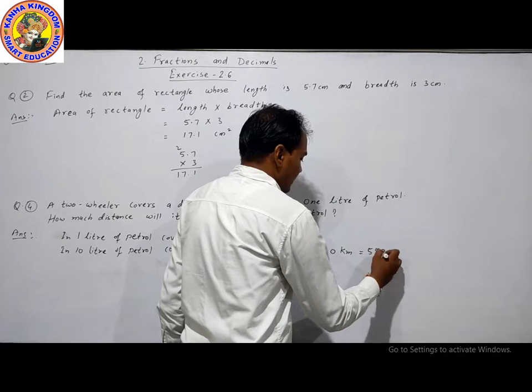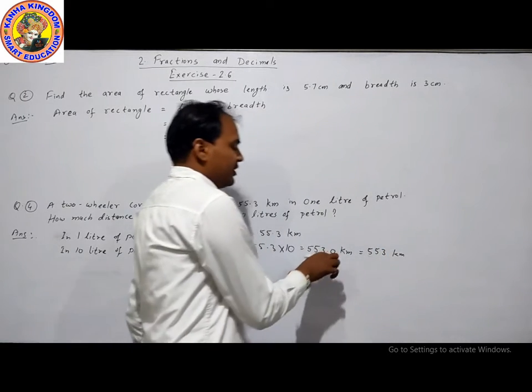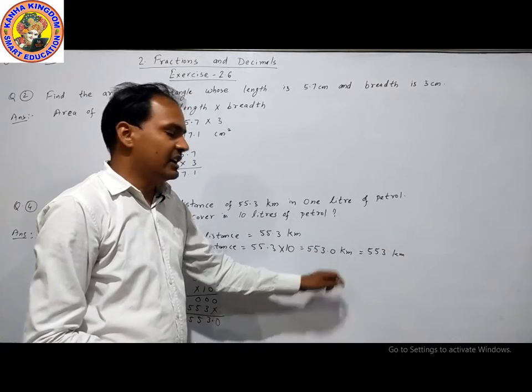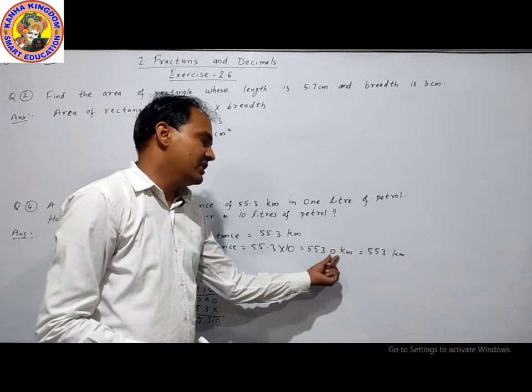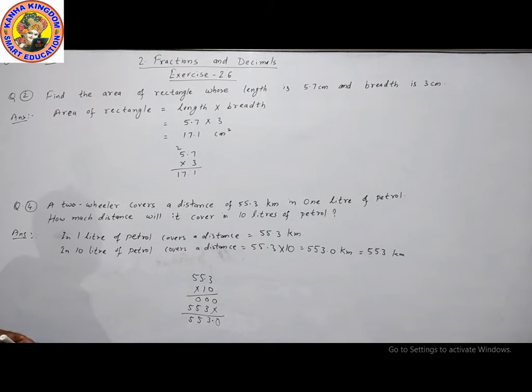If there is 0 in our decimal part and no other digit in the decimal part, this will be 553 kilometer. We can remove 0 from the decimal part if 0 is the single digit. So the answer is 553 kilometer. Now take the beginning from this.